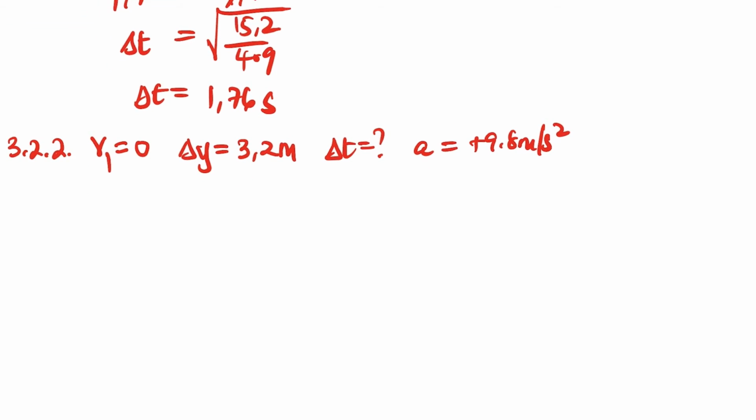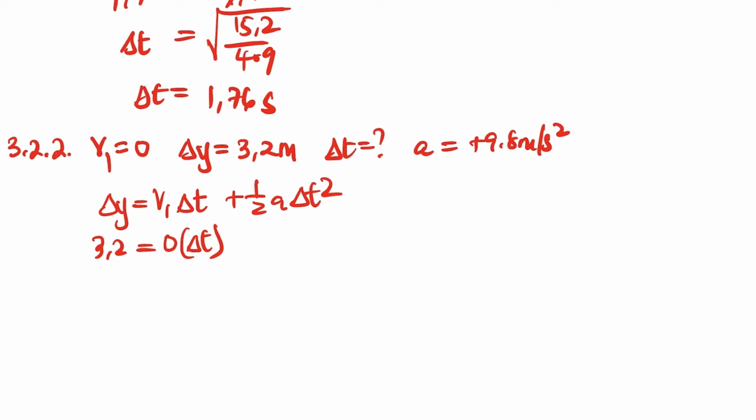So which formula will we use for that? I think we'll use the same formula that we've used. The change in y is equal to vi change in t plus half a change in t squared. So the displacement is 3.2 and the initial velocity is 0, and the time there we do not know, and half the acceleration, it's 9.8, positive, and change in t squared. So that's what we're going to do there.